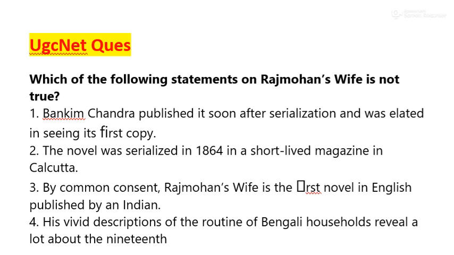The second, the novel was serialized in 1864 in a short-lived magazine in Calcutta. That is true. Third, by common consent, Rajmohan's Wife is the first novel in English published by an Indian. This is also true, I told you already. And the fourth one, his vivid descriptions of the routine of the Bengali household reveal a lot about the 19th century. So this is also true. So the first point is wrong and this is the correct answer. Bankim Chandra Chatterjee did not publish it just after the completion of the serialization of this novella.